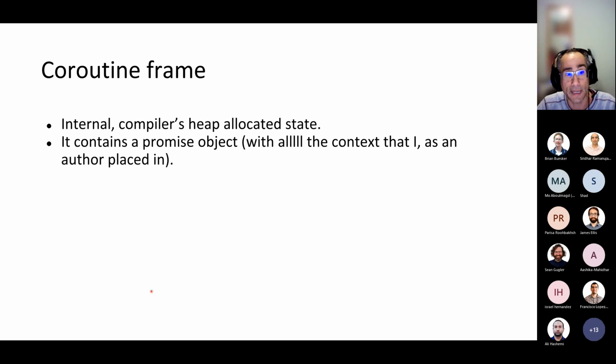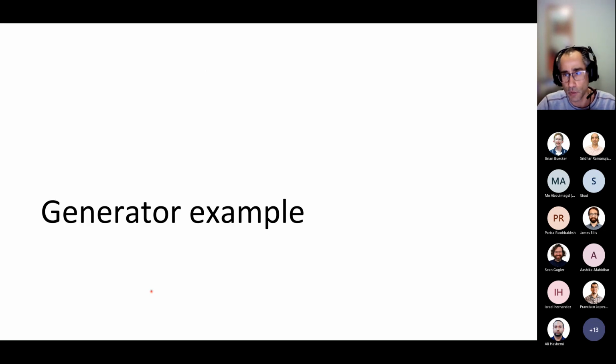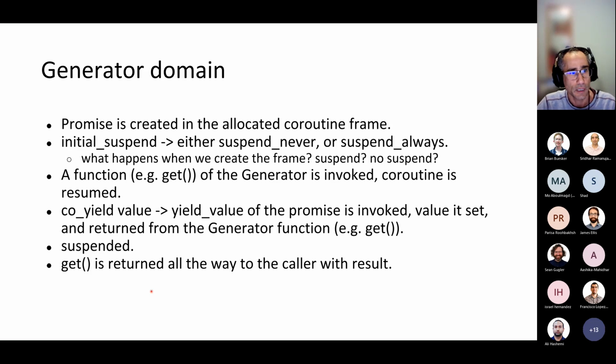Okay, so it contains a promise object with all the context that the author placed in. I'll show you what I'm doing with a promise object. Let's start with the generator, because that's easy. The promise is going to be created in the coroutine frame. For initial suspend, you have either suspend_never or suspend_always. Remember, I have checkpoints where I can tell the compiler, when you create the frame, I want you to be suspended always or never. In the generator, I want it to be suspended, because I'll show you what I'm doing.